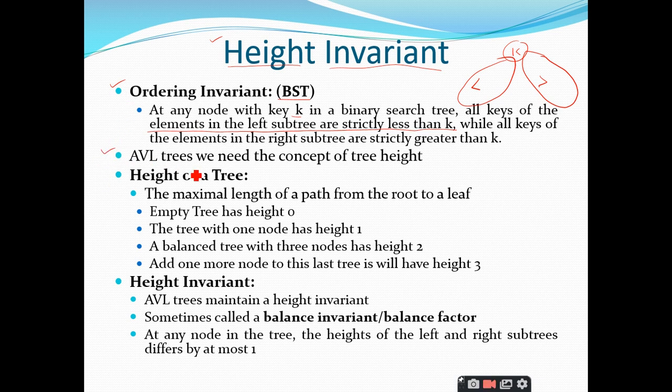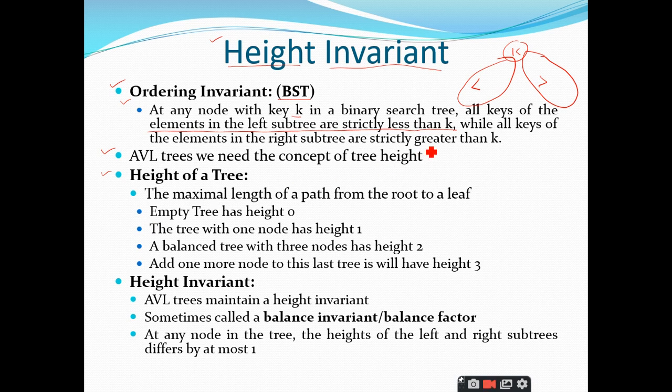And for AVL trees, we need the concept of the height of the tree also. Why? Because AVL trees are height balanced binary search trees. So in addition to this ordering invariant, we should also concentrate on the height of the BST. We know what the height is. This is just the definition of height he is giving: the height is the maximal length of the path from the root to the leaf.